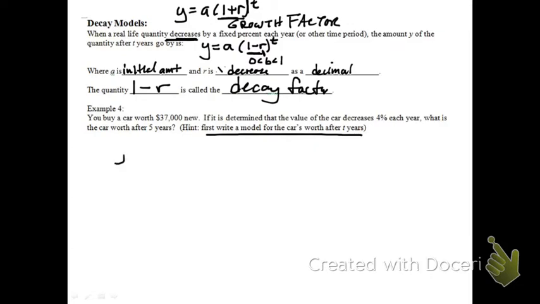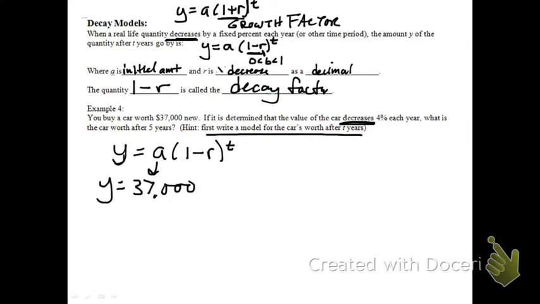Anyway, we're going to use the formula y equals a times 1 minus r to the t power. Now, remember, the key word to know that we're going to do 1 minus r is that it's decreasing in value. So we know the initial amount is $37,000, so I'm going to put in 37,000 here, and it's going to be 1 minus the percent. Now r as a decimal, remember r is 4%, but that's not a decimal. As a decimal, that'd be 0.04. So I'm going to do 1 minus 0.04 to the t power.